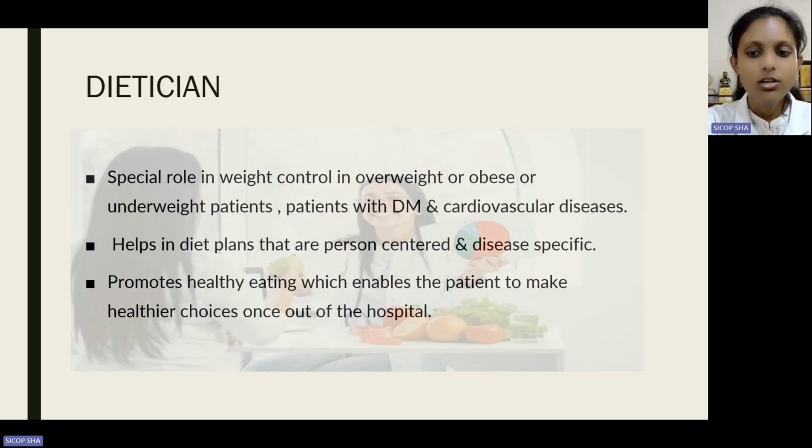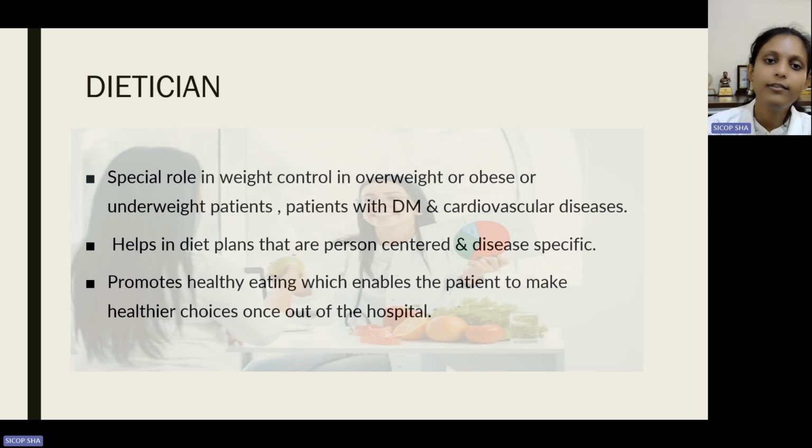Next is the dietitian. There is a special role in weight control, in the overweight or obese, or in the underweight. Both the underweight and the obese need the dietitian. The special role they play is in weight control. Patients with diabetes mellitus and cardiovascular diseases are also taken care of by the dietitian, as they help with diet plans that are patient-centric and disease-specific.